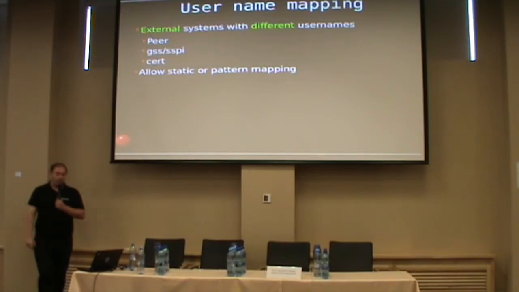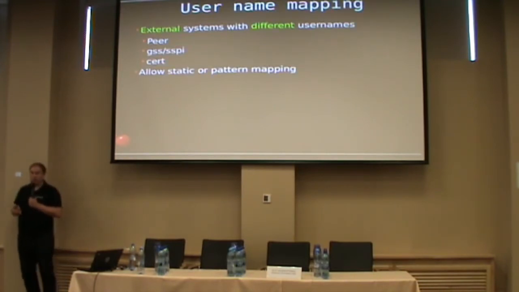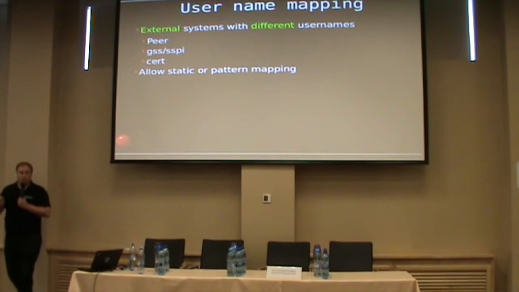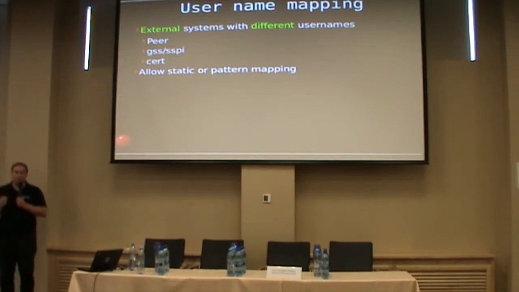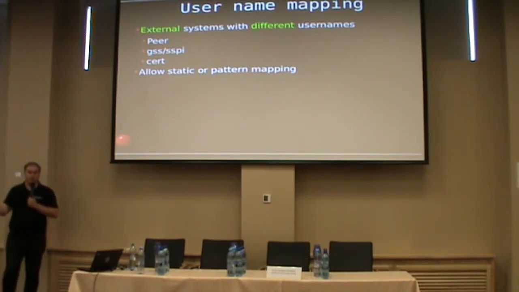Now, one thing that's common across all of these external systems is that sometimes we have different usernames. And for this, we have a feature called username mapping. It applies to any external authentication system where the username is provided by the external system. So it's peer, it's GSS, and certificate of the ones that we've talked about here.